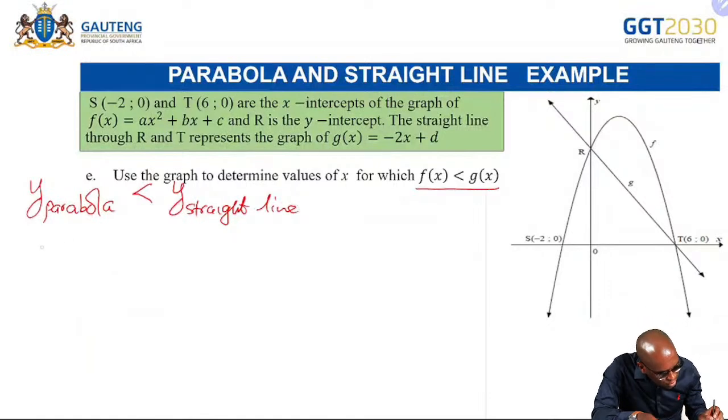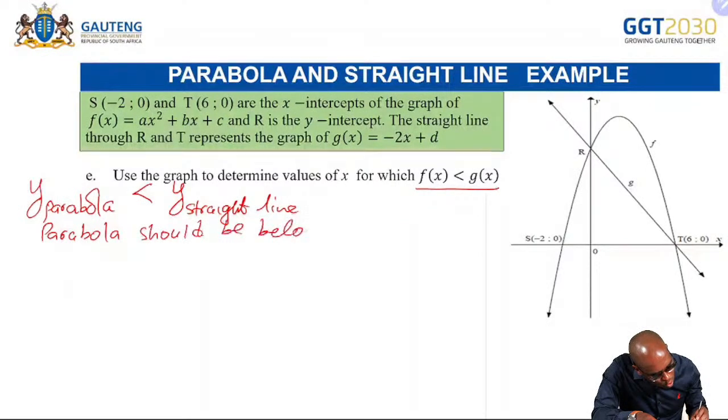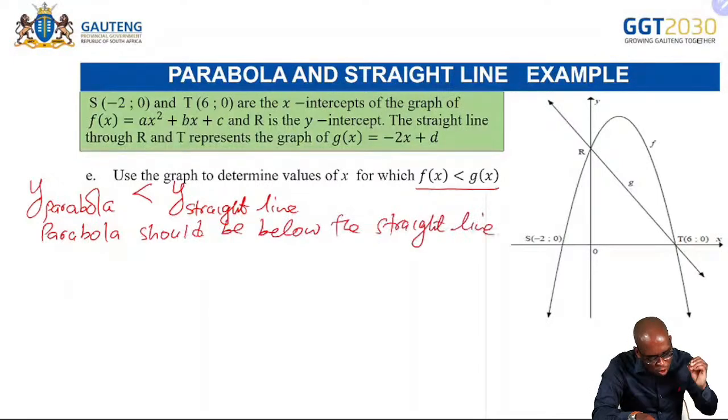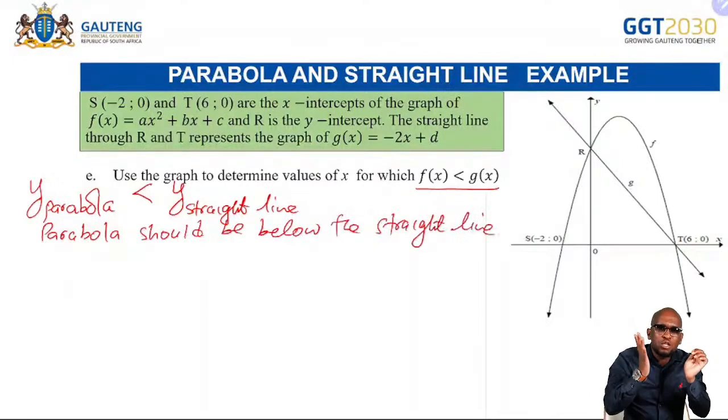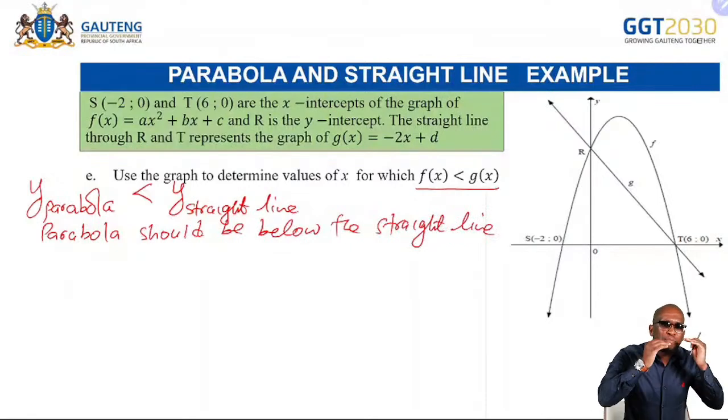So they are telling you that now you need the parabola to be below the straight line. That's what they are saying. The parabola should be below the straight line. So we need to find that region where the parabola is below the straight line.